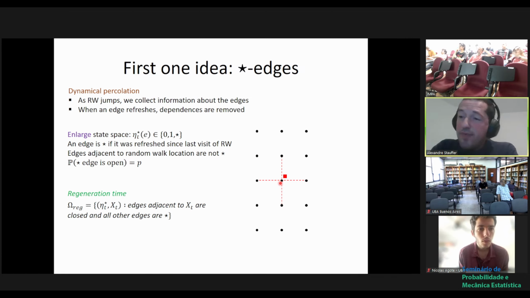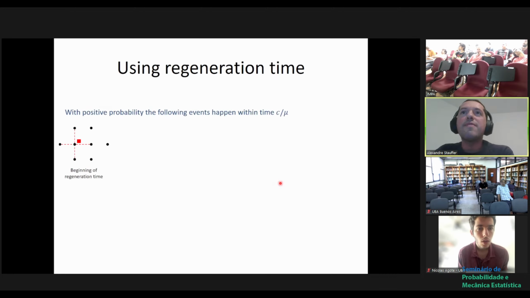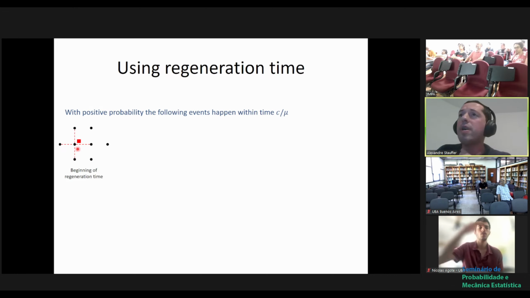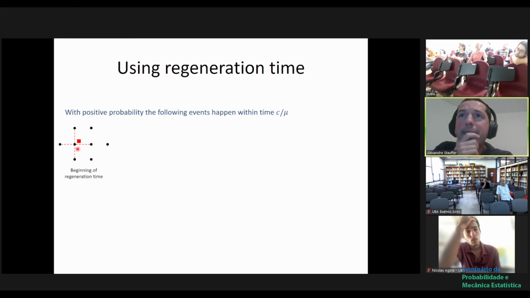So why is this useful? I will try to tell you quickly why, because it really summarizes the proof for dynamical percolation. It's used in our case for the random cluster. So suppose this to the left here is a regeneration time, so the edges around the walker are closed, all the others are star. Then the following sequence of events happens, all in time constant over mu, and occurs with positive probability.